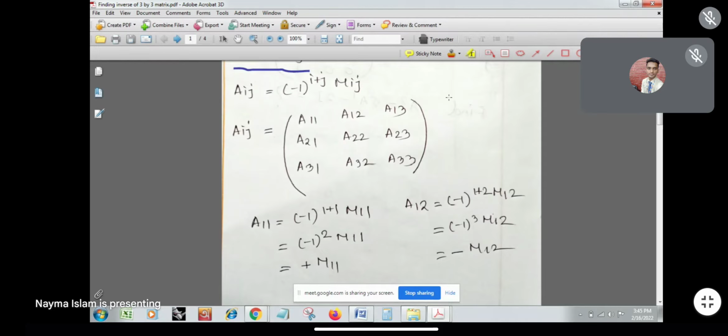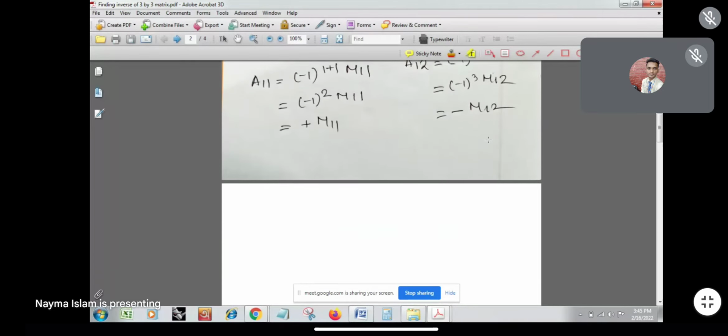This is a detailed procedure actually. If the power is an odd number, then it is negative. If the power is an even number, it is positive. So it depends on the power. Suppose 2 plus 1 is odd, so it will be negative. 3 plus 1 is even, so it will be positive. 3 plus 2 is odd, so it will be negative. In this way, we have to remember.